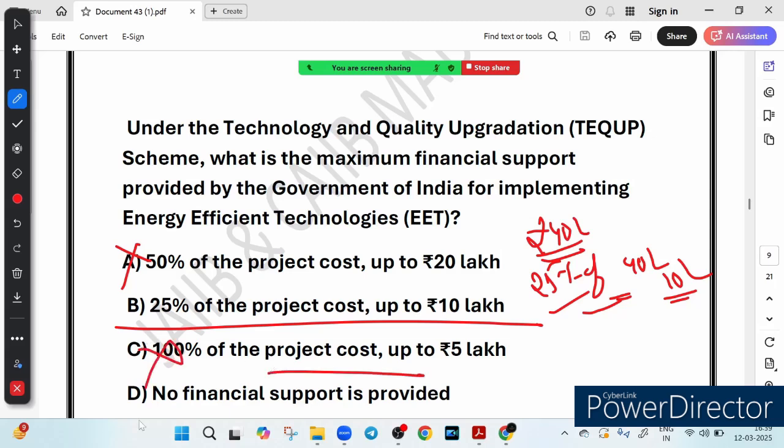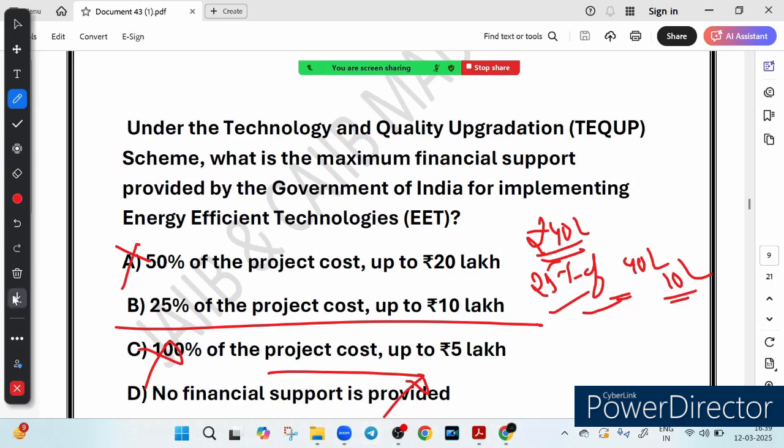This is also incorrect. If a business wants to install a solar panel costing rupees 4 lakh, the government will only contribute 25%, that is 1 lakh, not 4 lakh. And the option of no financial support is also incorrect. This is completely wrong because the government does provide funding under TECHUP. If an MSME has to bear the entire cost of upgrading machines, many small businesses would not afford it. That is why the government steps in.